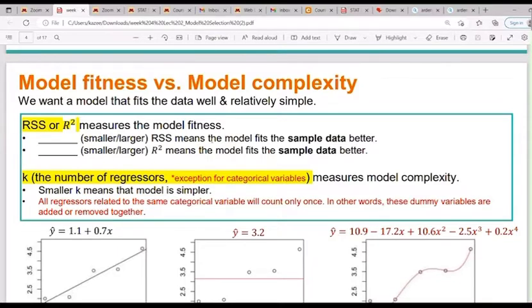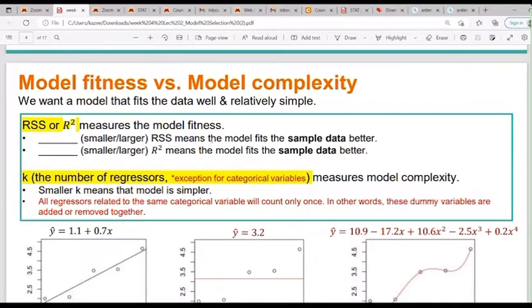And I can also look at the R squared. R squared is what we call the coefficient of multiple determination, which measures how much percentage variation in the response the predictor variables can actually explain. I just wanted you to take note of that. So as far as model fitness is concerned, there are two criteria available: the residual sum of squares and R squared.